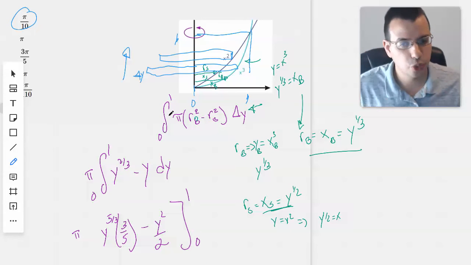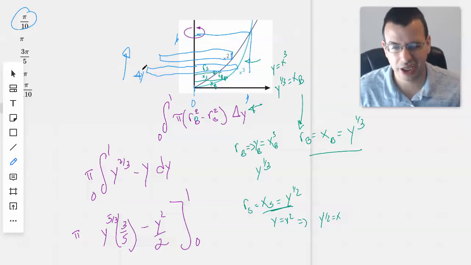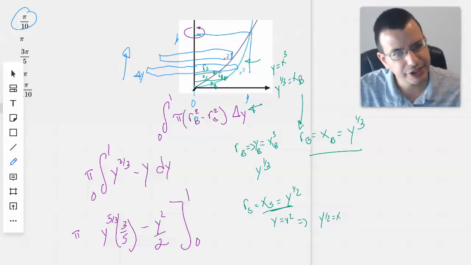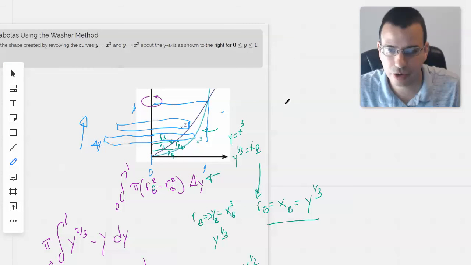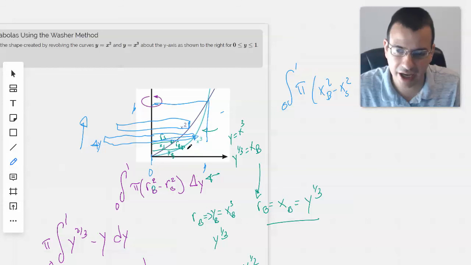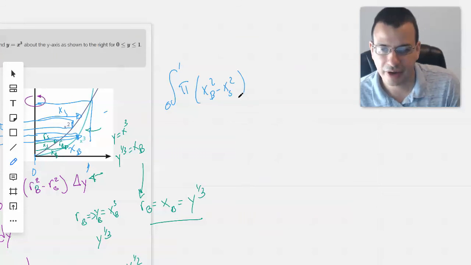Find out what the radius squared is for one value, radius squared is for the other value. And we have to be careful to make sure we have the right terms, so x's or y's. One of the challenges here then is you could rewrite this as the integral from 0 to 1 of pi times x big squared minus x small squared. Because you can see this is the big x value. This is the small x value. And this will be evaluated in the y direction.